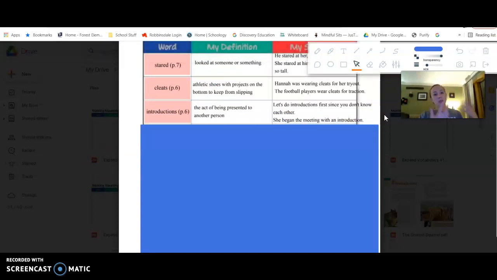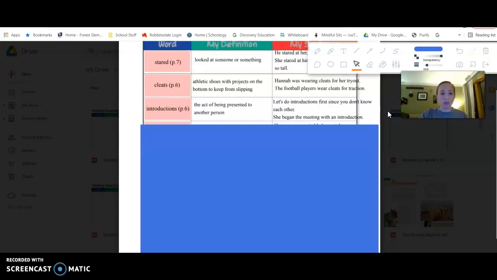Introductions: the act of being presented to another person or introduced to another person. Let's do introductions first since you don't know each other. She began the meeting with an introduction. So it's like the starting thing. Sometimes you'll see in a book it has an introduction in the beginning. It's starting it out. It's presenting it to you. Usually we talk about it in terms of people. Introduction to one thing or another.